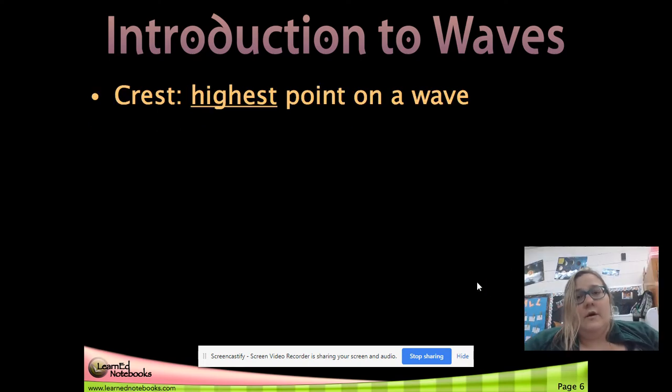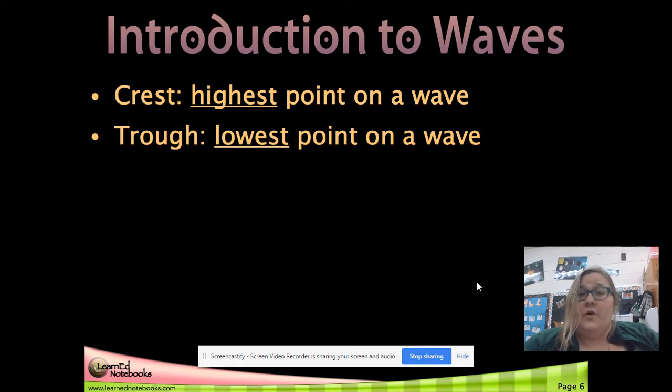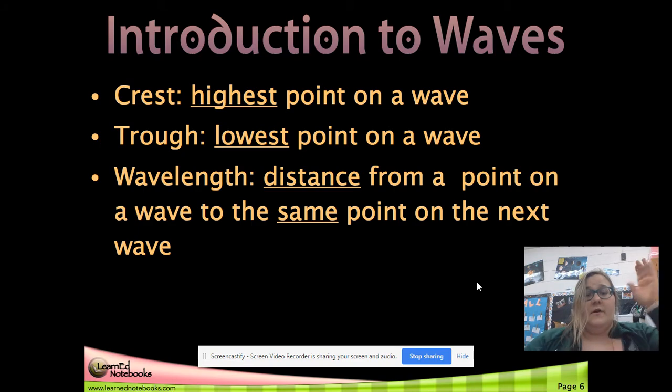Three things we need to know about a transverse wave. The highest point is called the crest. The lowest point is called the trough. And a wavelength is the distance from a point on a wave to the same point on the next wave. Usually measured crest to crest or trough to trough.